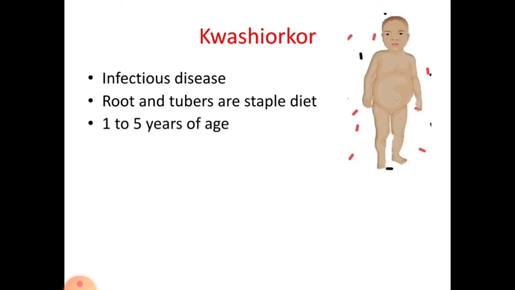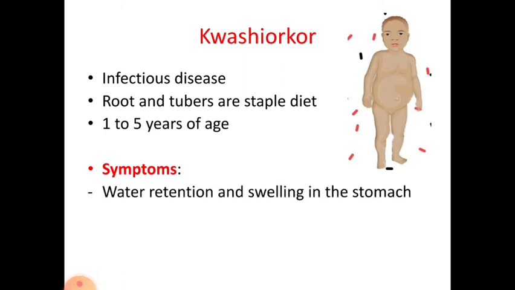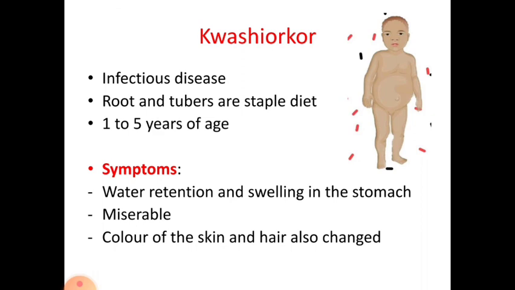It generally occurs in children of age 1 to 5 years. Kwashiorkor causes imbalance in salts and electrolytes in the digestive system, which causes water retention and swelling in the stomach. The child becomes miserable. The color of the skin and hair may also change.